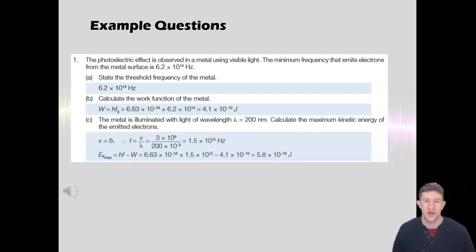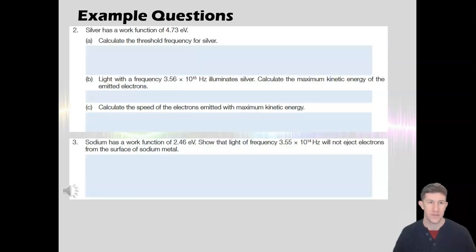Then in this situation, we're given the wavelength and we want the kinetic energy. I need frequency, so I use v equals f lambda, rearrange to find the frequency, and plug that in. I then plug that back into my EK max formula. hf I now know because I know the frequency, and the work function I found earlier. Plug it all in, crunch some numbers, and I get 5.8 times 10 to the negative 19 joules. So that is the maximum kinetic energy that the electrons emitted will have.